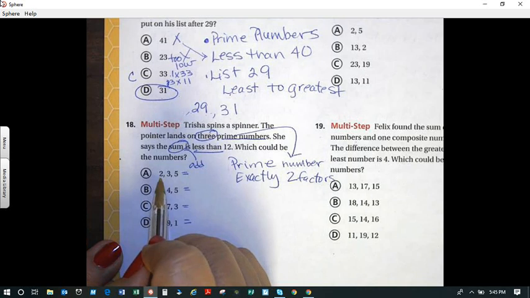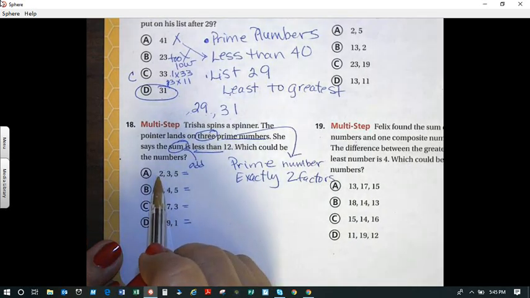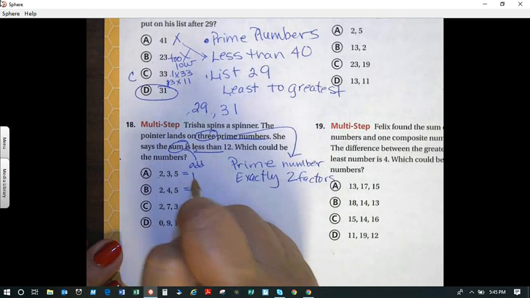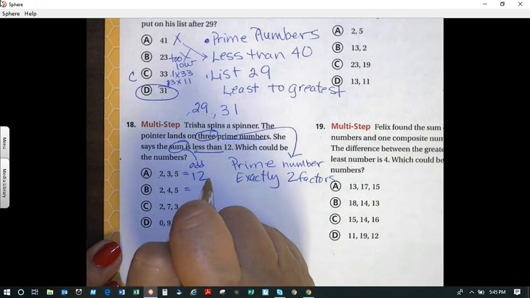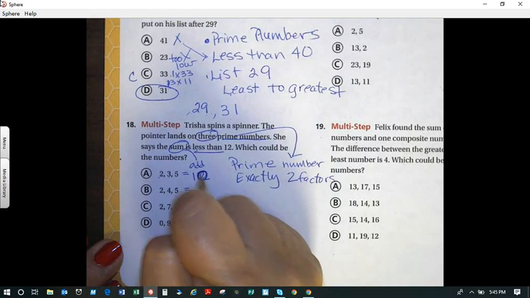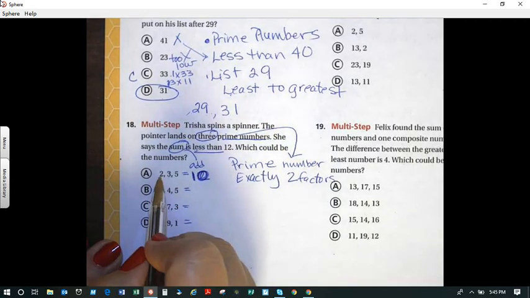So let's count. 2 plus 3 equals 5. 5 plus 3 equals 12. Did I say that? It's 10. I had 12 on the brain. I'm glad I caught that. So 2 plus 3 is 5. 5 plus 5 is 10.